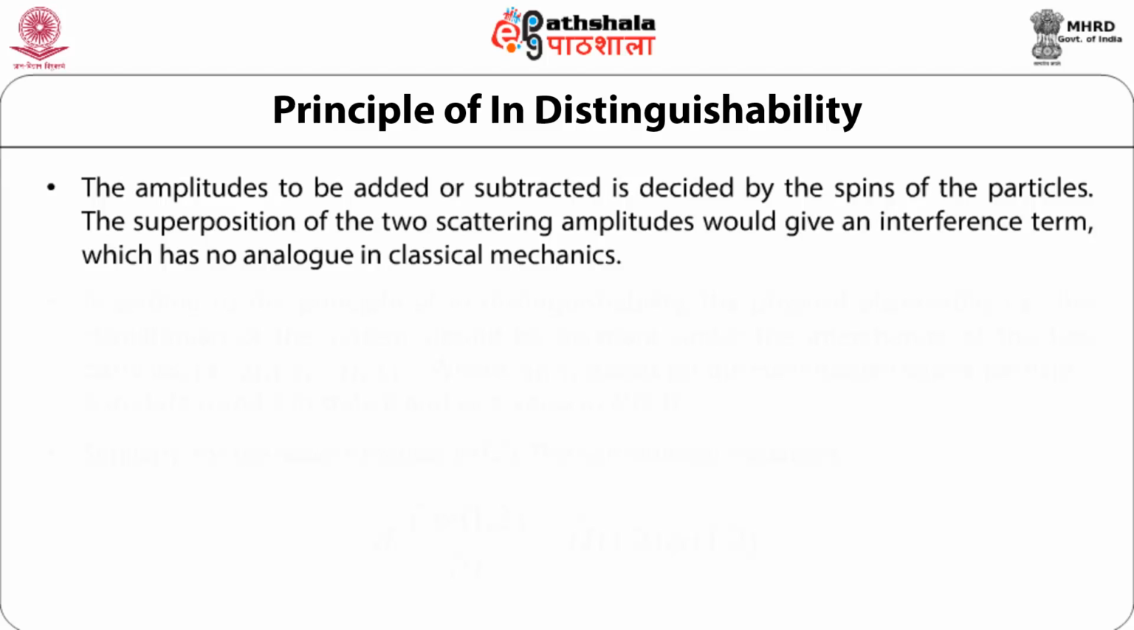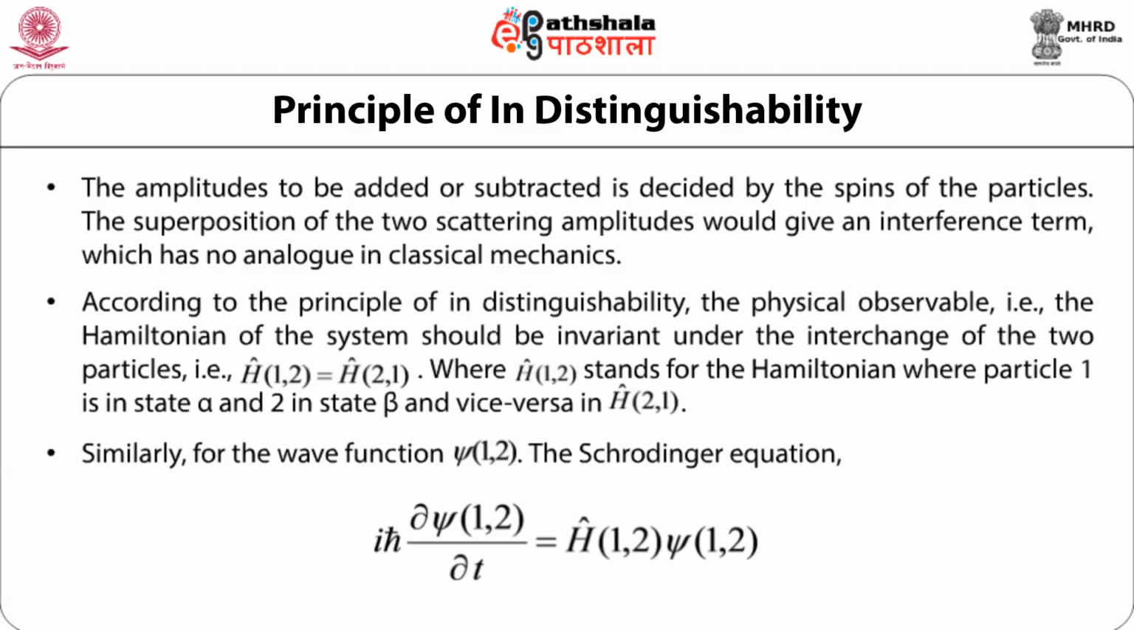Now, let us discuss in detail the principle of indistinguishability, which in classical mechanics does not exist. According to the principle of indistinguishability, the physical observable, that is, the Hamiltonian of the system being studied, should be invariant under the interchange of the two particles. Like in the earlier figure, you have two protons, one which is the target, the other which is the projectile.